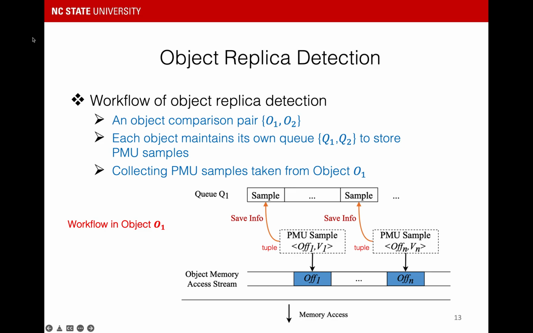So in this figure, on the left dashed square, we have the first tuple. So this is the first PMU sample taken from object O1. Here, the offset 1 is the offset between the PMU sample address and the starting address of object O1. And V1 is the value stored at the sample memory address. So when the first PMU sample is taken for O1, we store the offset 1 and V1 information as a tuple, and save this tuple to Q1. For the nth PMU sample, we do the same thing, put the tuple offset n and Vn to Q1.